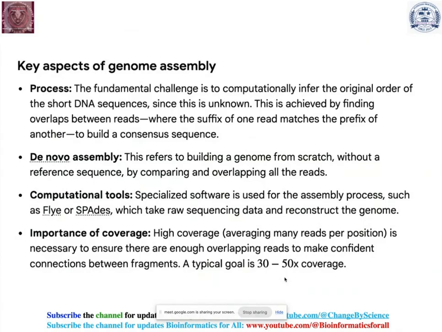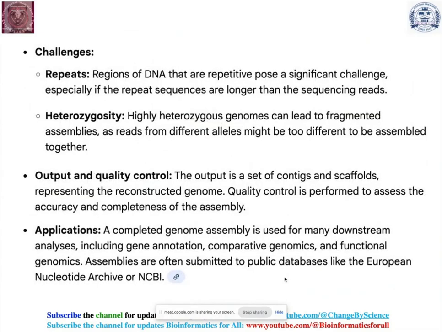High coverage is necessary to ensure there are enough overlapping reads to make confident connections between the fragments. A typical goal is 30 to 50x coverage. Now, what are the challenges? Challenges: repeats and heterozygosity. Regions of DNA that are repetitive pose a significant challenge, especially if the repeat sequences are longer than the sequencing reads.